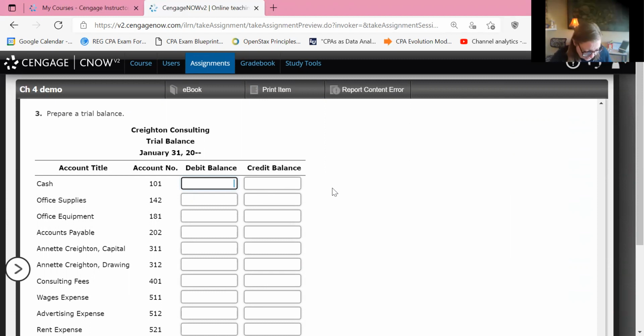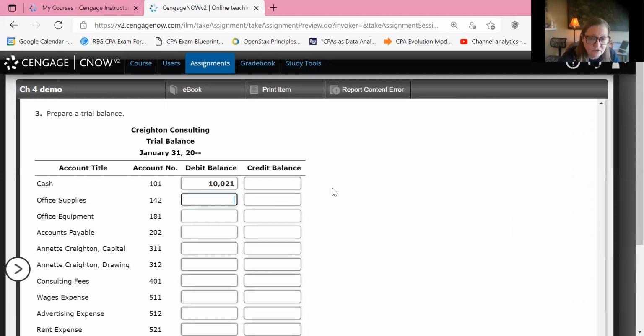Since I have plenty of time, I'll check my work because I'm not doing the whole problem. Just for grins, I'm going to see if they're going to require there to be a 0 in that credit column. So I'm going to try the cash account. The ending balance, this is just a tip for you, is $10,021. That's where you're going to end up with the cash balance.